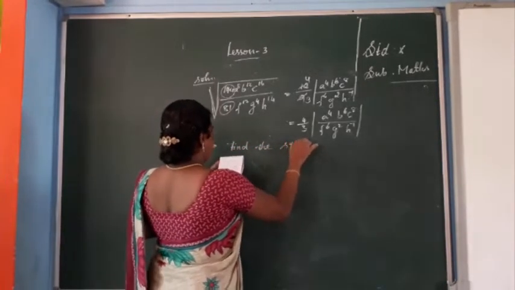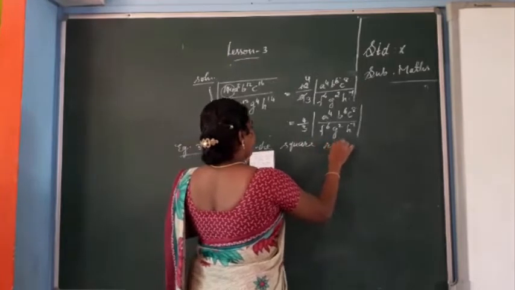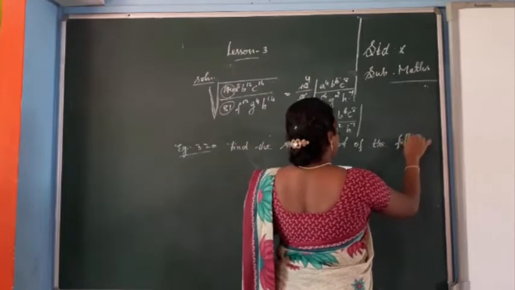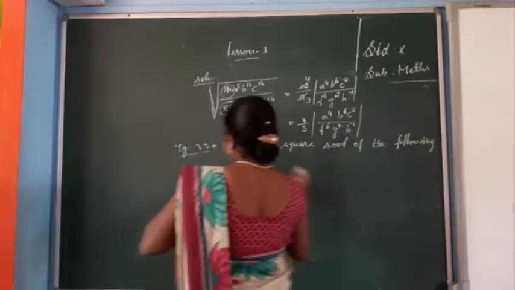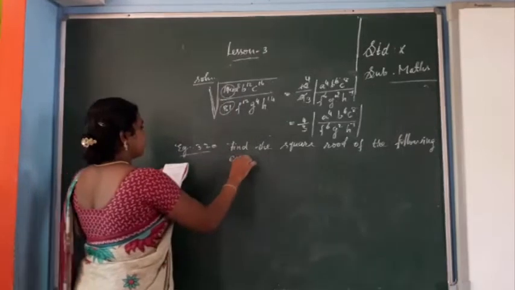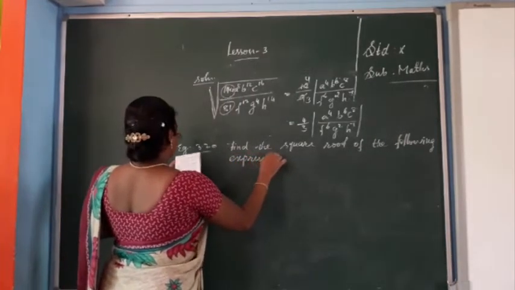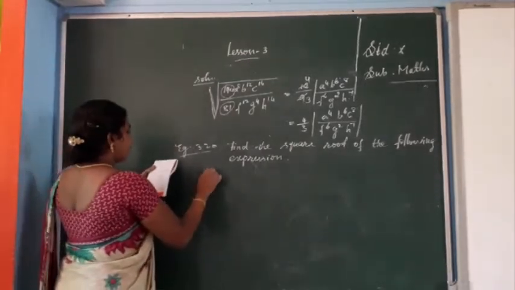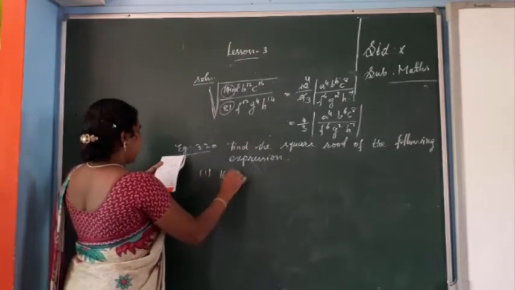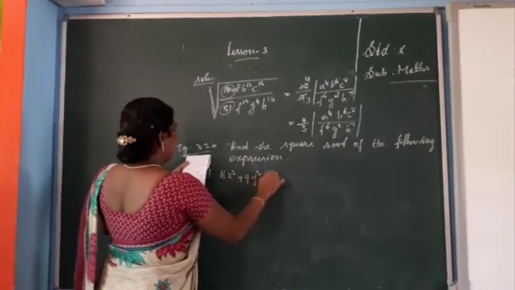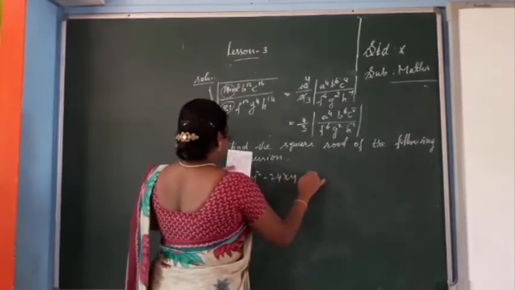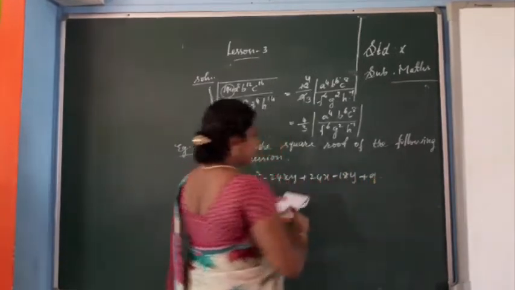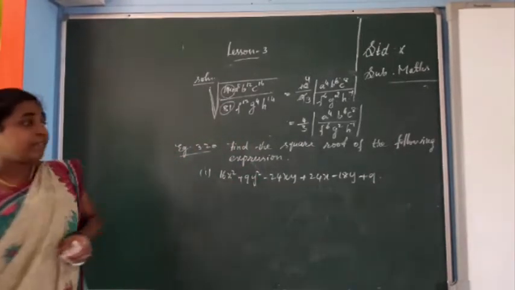Find the square root of the following expressions. So first one is 16x square plus 9y square minus 24xy plus 24x minus 18y plus 9. Square root. Very simple only.